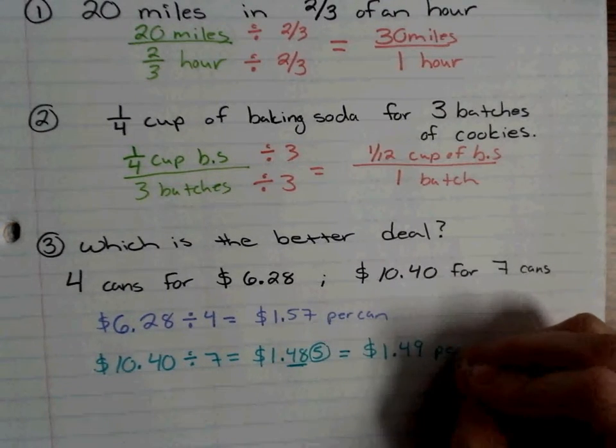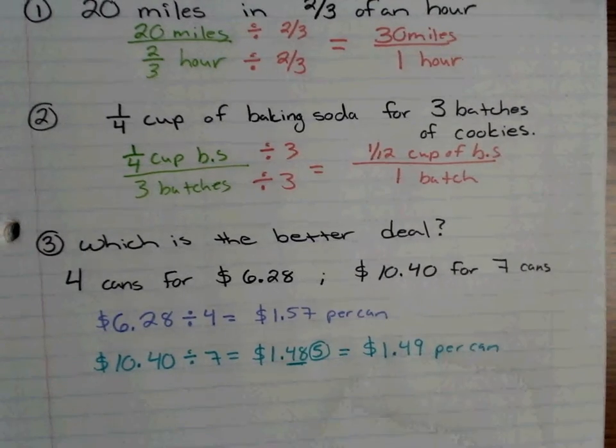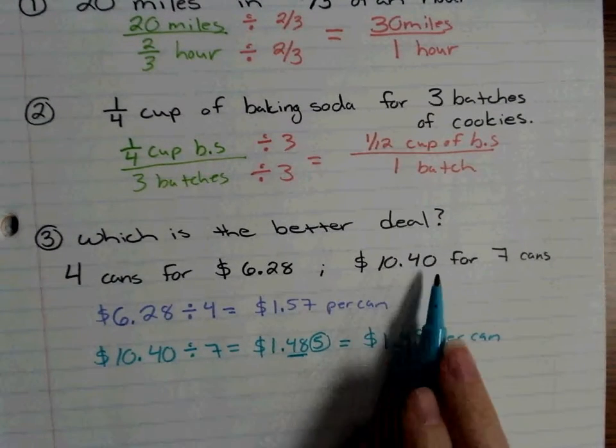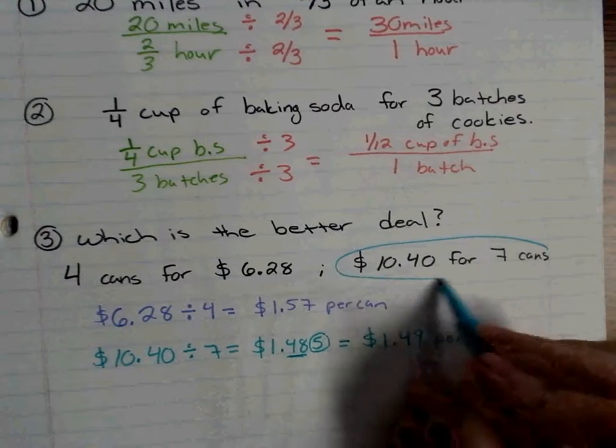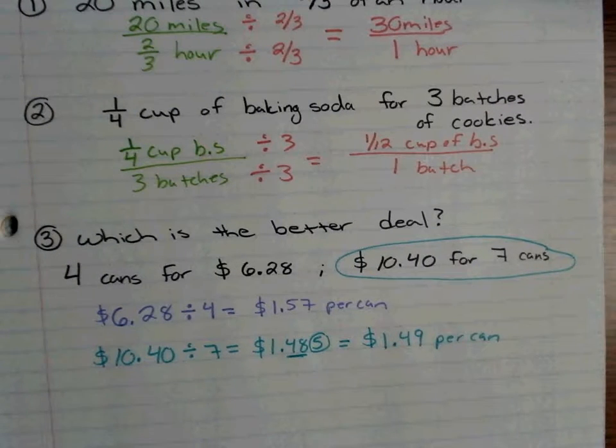So which one's the better deal? The $10.49 for 7 cans. This is the better deal. Okay? We want to go with which one's cheaper for us, a cheaper purchase.